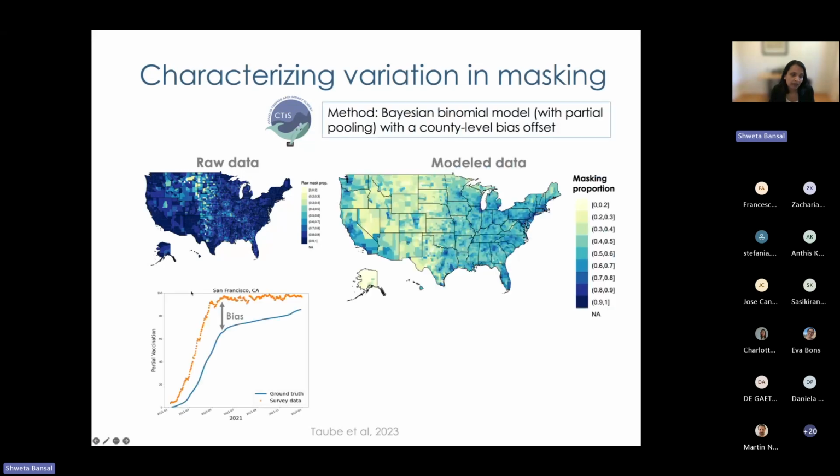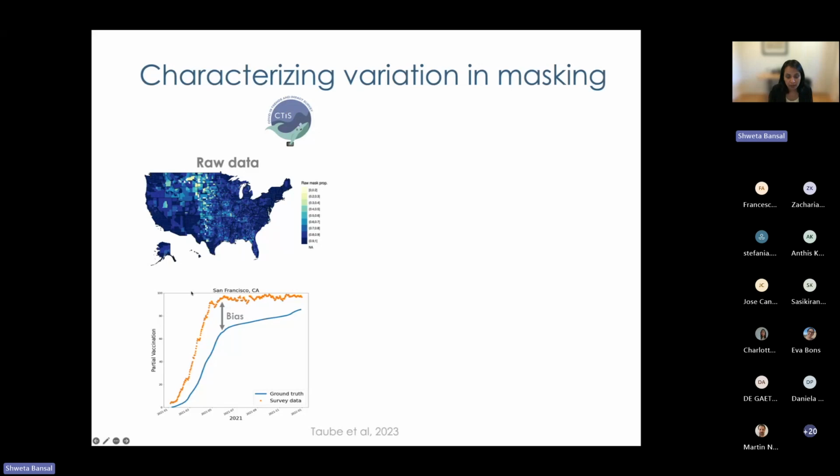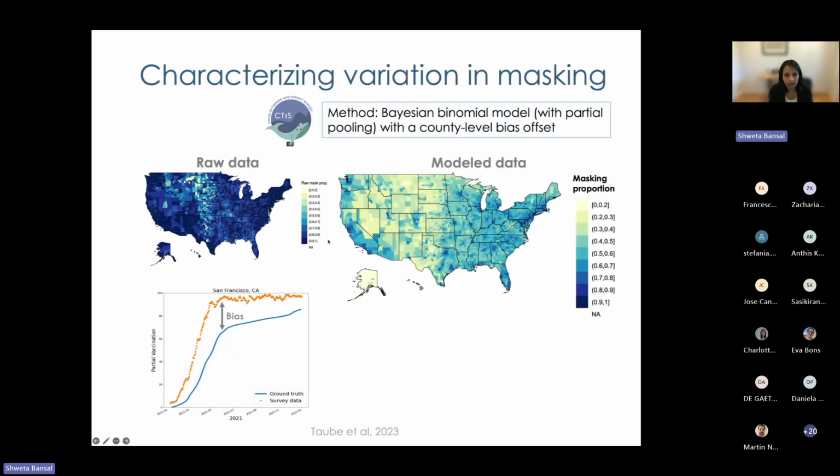that we need to worry about. And so we realized that we needed to estimate this bias, but of course we didn't have a direct way of doing it. So indirectly, what we looked at was vaccination data from this same survey. And because vaccination data is something we have ground truth for, by comparing the public ground truth data on vaccination to the survey data, we were able to estimate a bias for every location across the United States. And that allowed us to model, using just a Bayesian binomial model with partial pooling, spatial temporal masking over the United States. And we incorporated that bias into it.